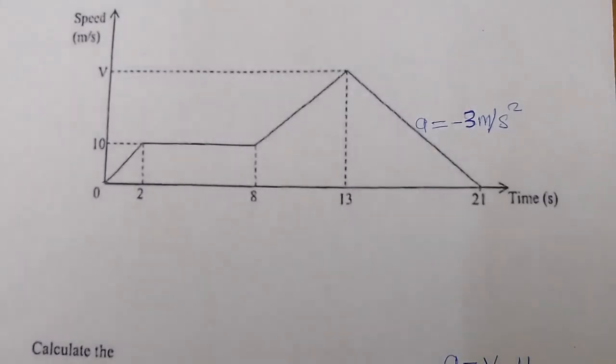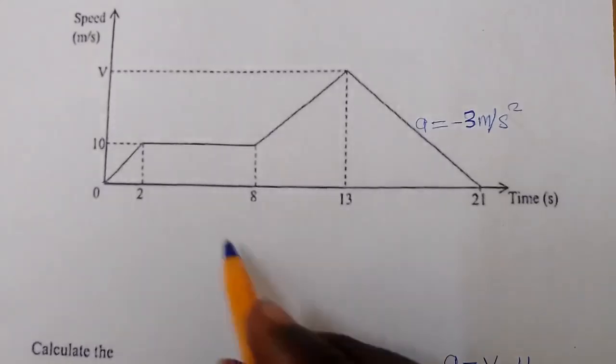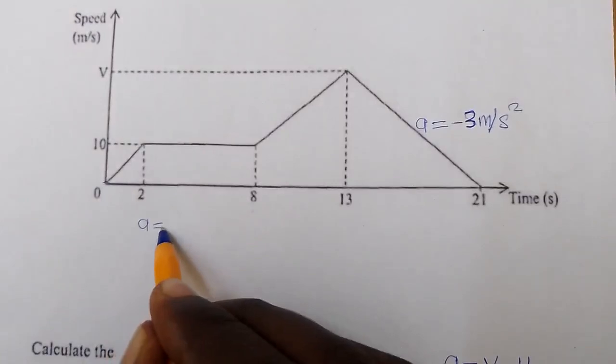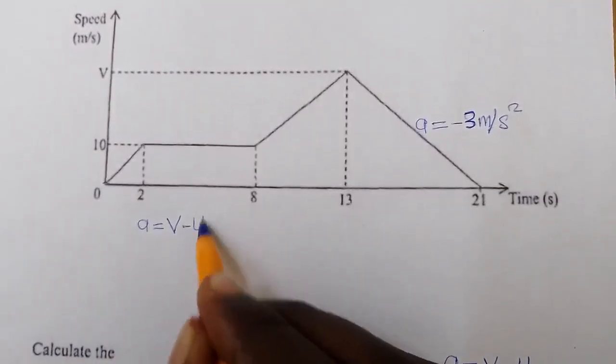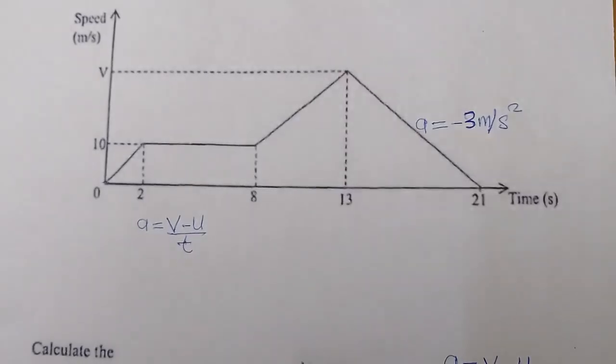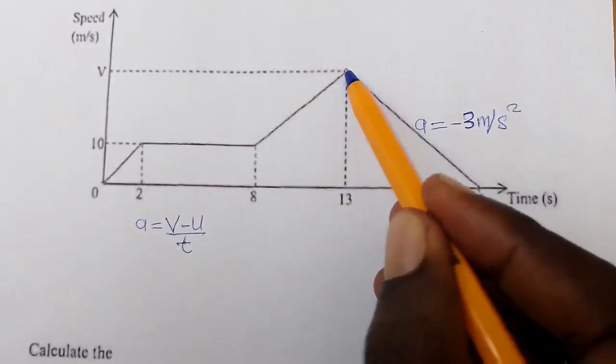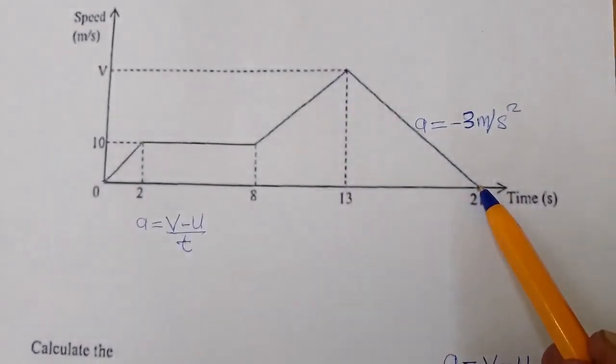So now, what are we given? We are given the retardation. Retardation is the negative of acceleration. Which means the formula you are going to use is the one for acceleration, because we are given acceleration. If we were given distance, we would need to use the formula for distance. But in this case we are given acceleration, so we say acceleration is equal to final velocity minus initial over time.